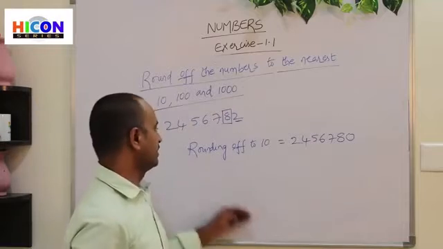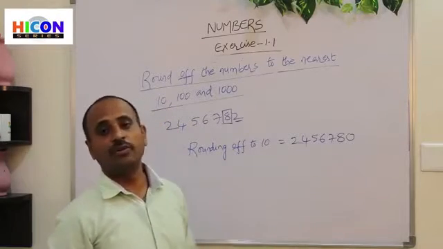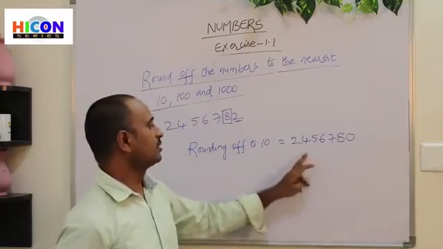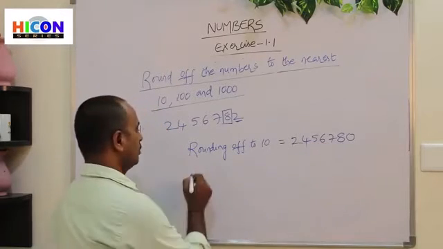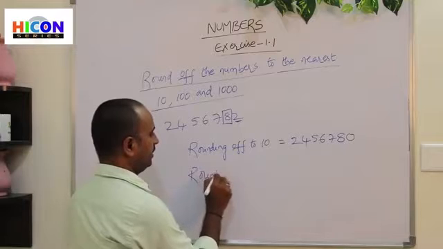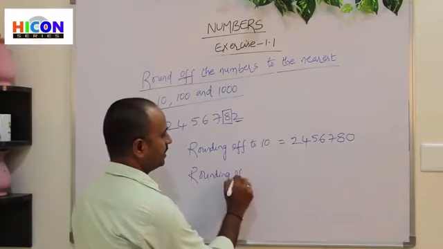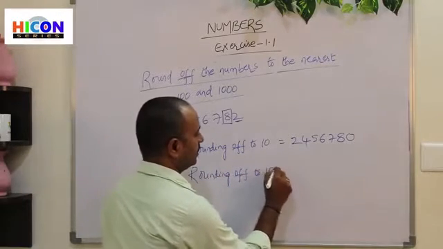So children, this is the rounded number for the given number. That means 24 lakhs 56,780. Now rounding off to the nearest 100, that means rounding off to hundreds.